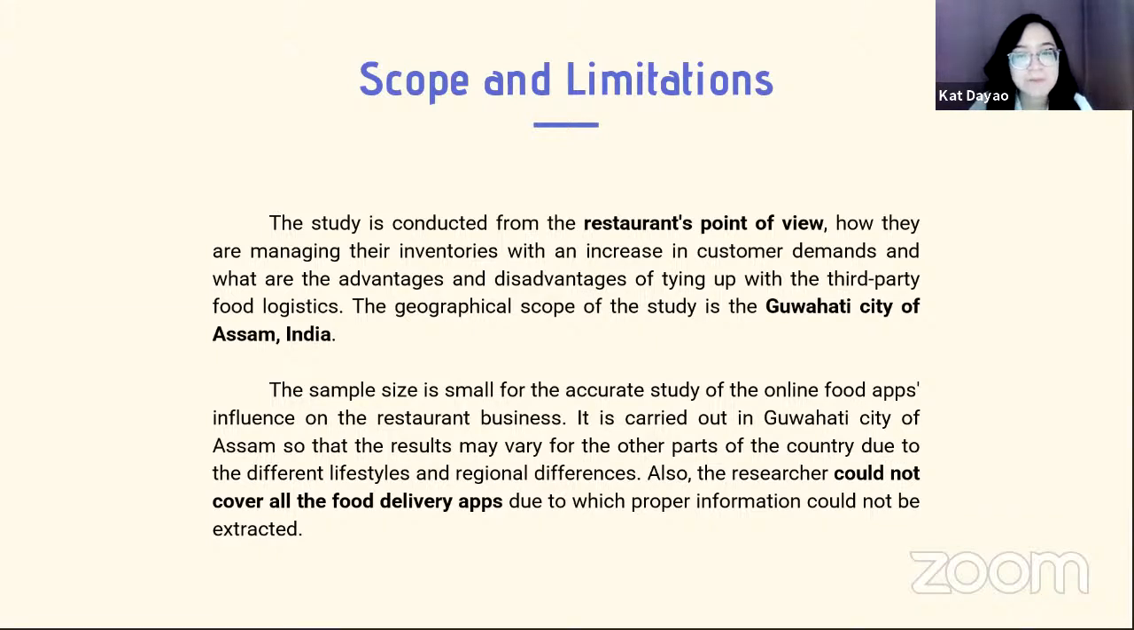The sample size is small for the accuracy of the online apps' influence on the restaurant business. It is carried out in Guwahati city of Assam, so the results may vary for other parts of the country due to different lifestyles and regional differences. Also, the researcher could not cover all the food delivery apps, due to which proper information could not be extracted. However, these limitations provide scope for further research in the future.